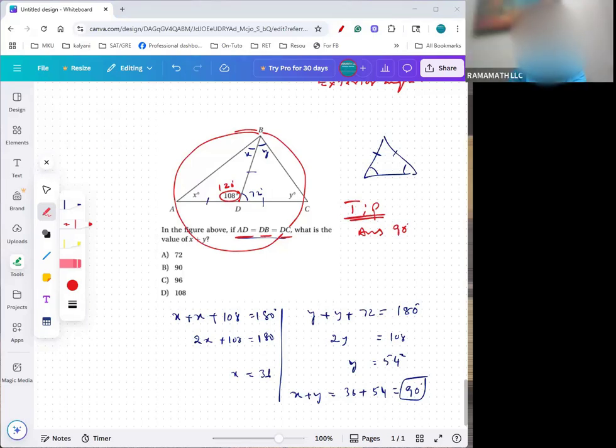Instead of 108, if I give you 120 degrees, find out what x plus y is going to be. Do it the way the straight A kids do it, step by step, and see what you get.